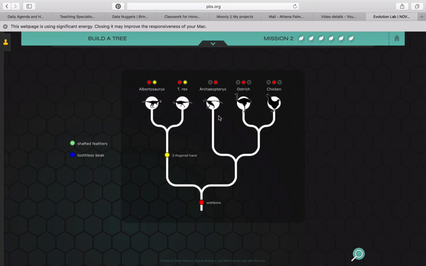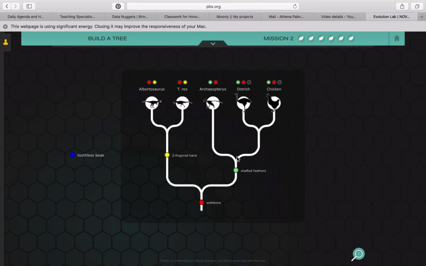Off to the right, what do Archaeopteryx, the ostrich, and the chicken all have in common? I'm going to say shafted feathers, because they all had feathers here. And that is correct. So after this speciation event, after this branching occurred, there was a mutation or something that caused evolution here where shafted feathers developed. So from this ancestor on, anything past this point would have shafted feathers.